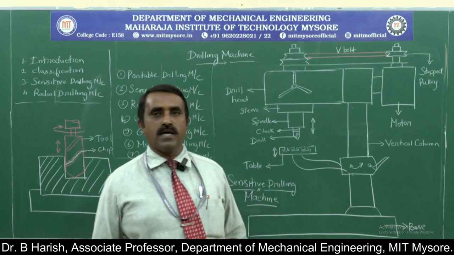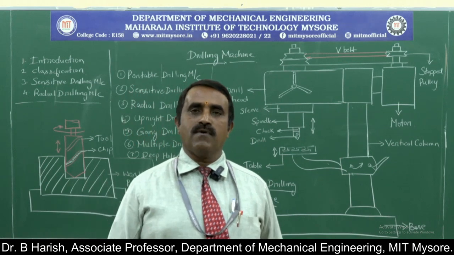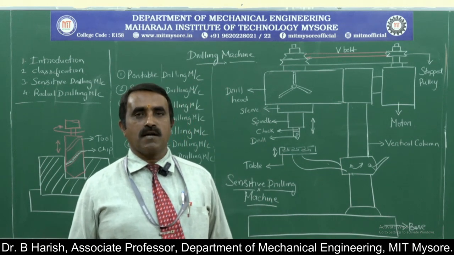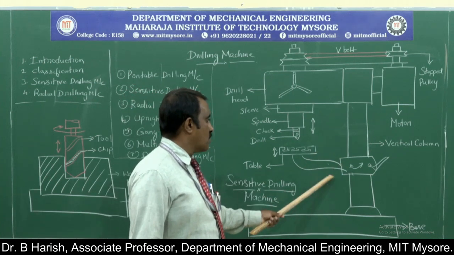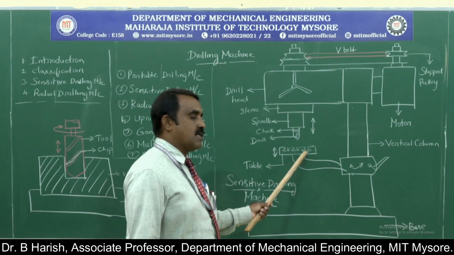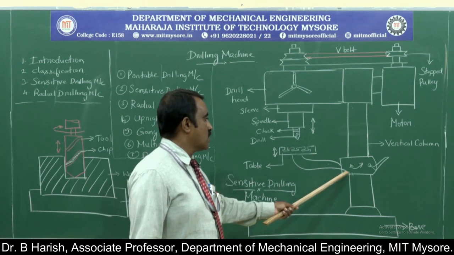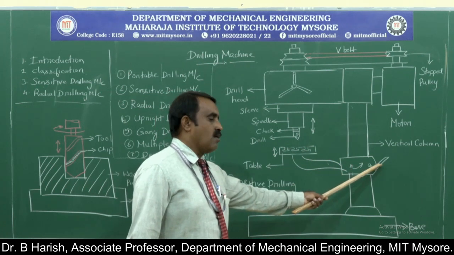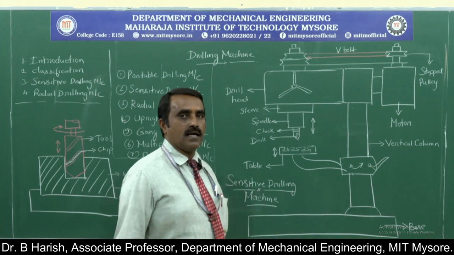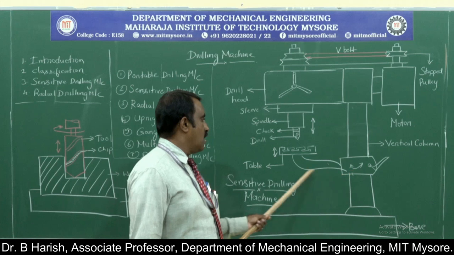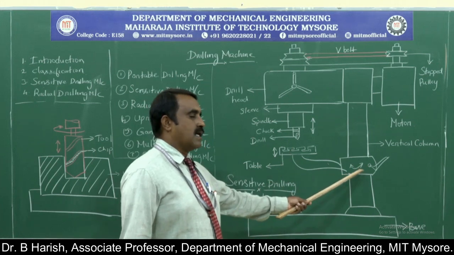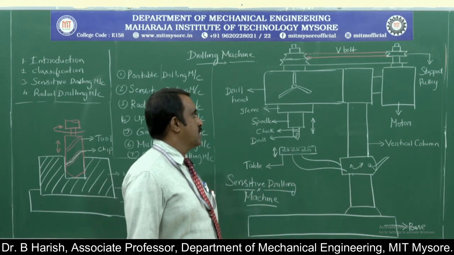Any machine tool, if you take, will have T slots to hold the workpiece firmly. This table can be moved along this vertical column, and this is a locking lever, so you can lock it at any required height. So that is the vertical column and the table that is attached to the vertical column.